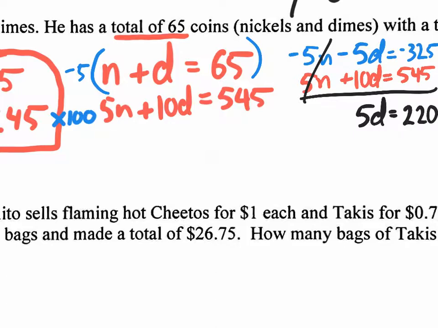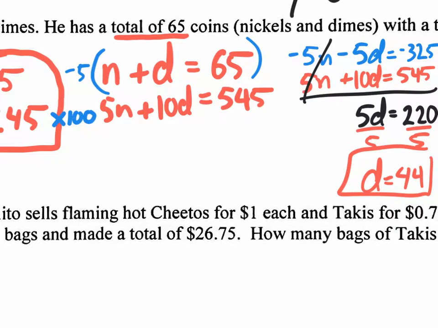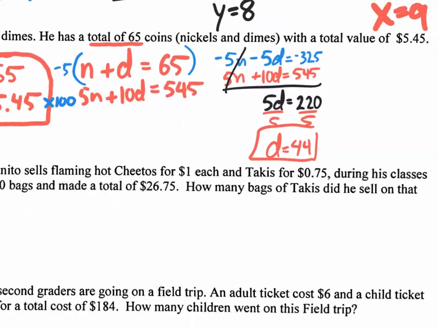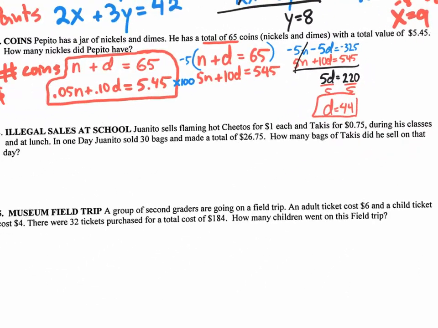Final step will be to divide by 5, divide by 5. So we'll get the dimes is a total of 44. So we're talking about 44 dimes here. Now, the question is, are they asking for how many dimes he has? Asking for nickels.